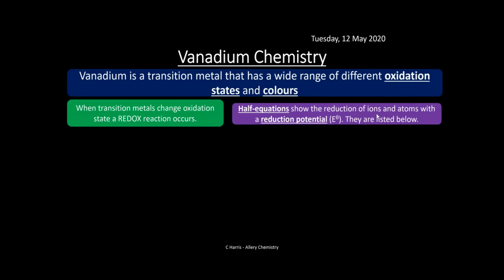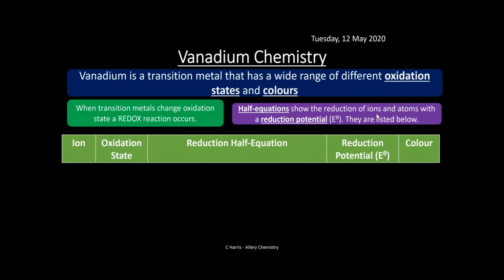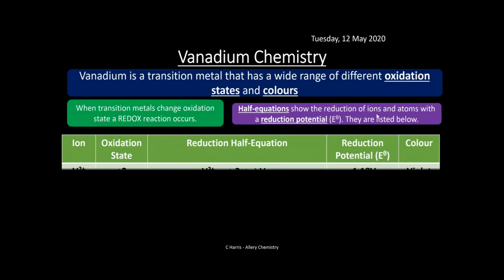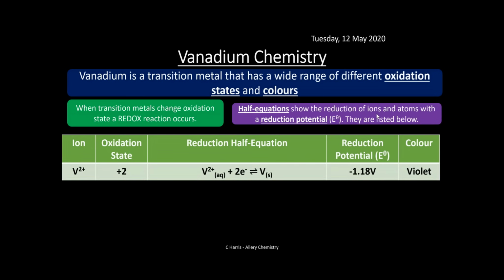So half equations show the reduction of ions and atoms with the reduction potential, or E0, and they are listed below. Here we've got ions, the oxidation state, a reduction half equation, the reduction potential, which is E0, and the colour. Vanadium 2+ has an oxidation state of +2. When we're transitioning between V2+ and V, we have a reduction potential of minus 1.18 volts. And this is a violet colour. We get this nice vibrant colour there.